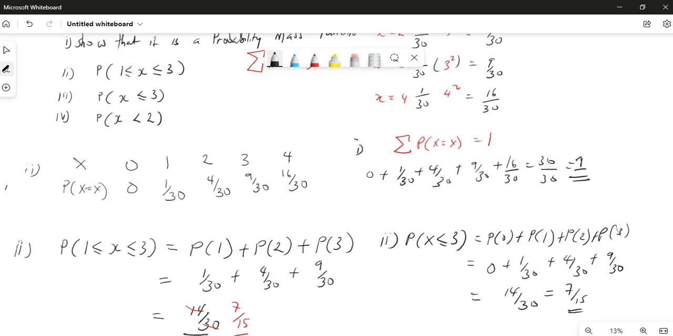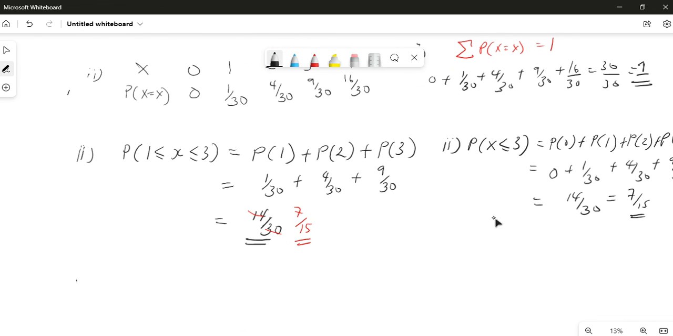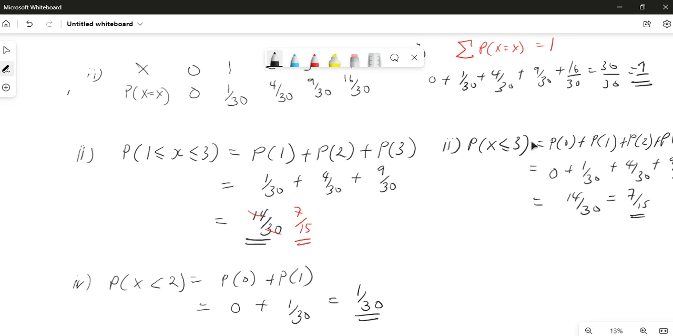Then the fourth one, the probability that a random variable is less than 2. So less than 2 is the probability of 0, the probability of 1. Because these are less than 2. The probability of 0 is 0. Probability of 1 is 1 over 30. 0 plus 1 over 30. That's how we get 1 over 30.